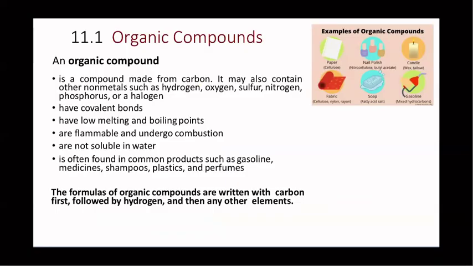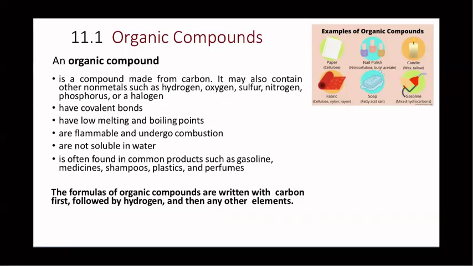Now, carbon is a nonmetal element that may be found in bonding events with other atoms that include hydrogen, oxygen, sulfur, nitrogen, phosphorus, and/or halogens. Because most of the atoms I just mentioned are nonmetals, as well as carbon, many organic compounds in essence have covalent bonds.